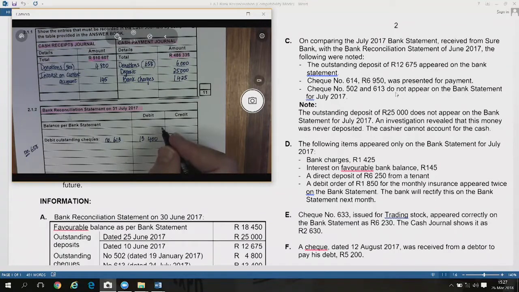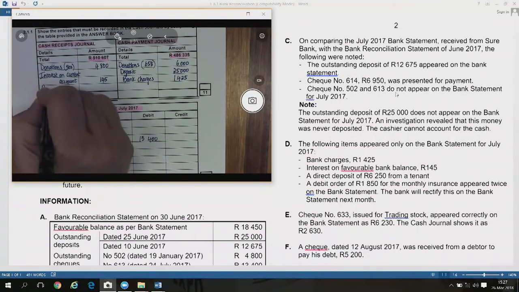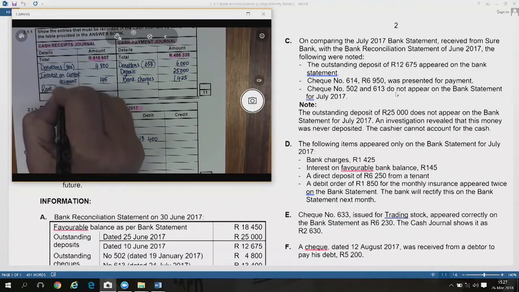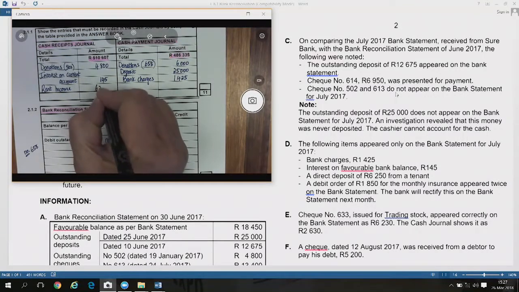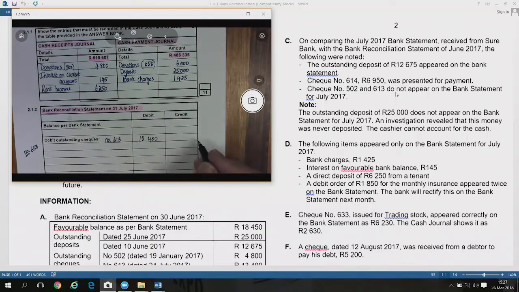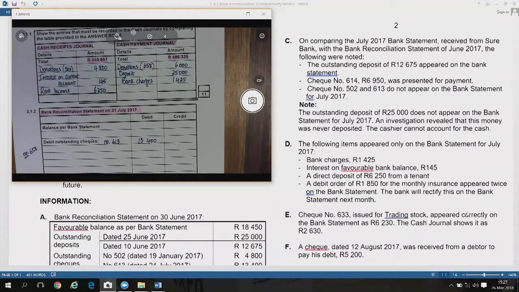A direct deposit of 6250 from a tenant. So that one is rent income. Direct deposit means it's already on the bank statement, but not in our books. So we put the direct deposit there, 6250. A debit order of 1850 for the monthly insurance appeared twice on the bank statement.